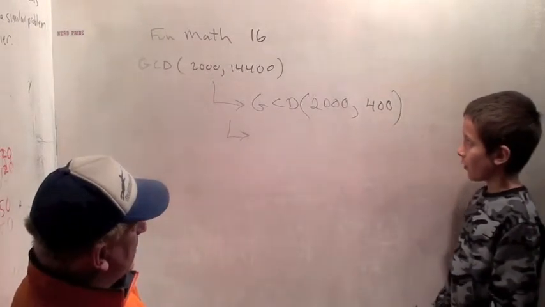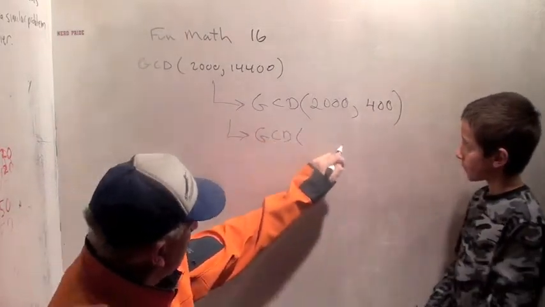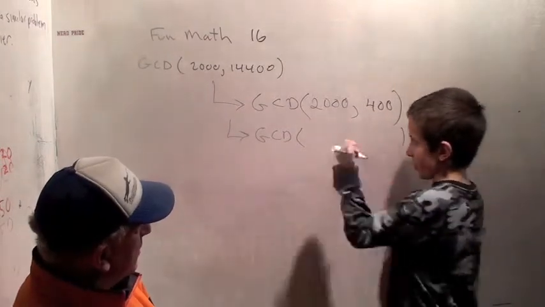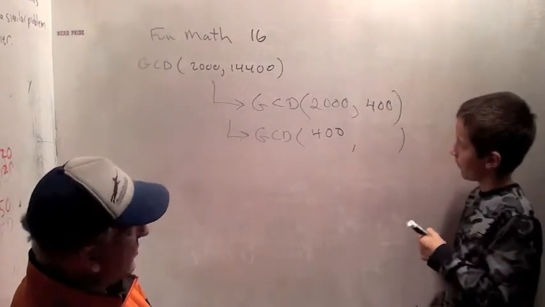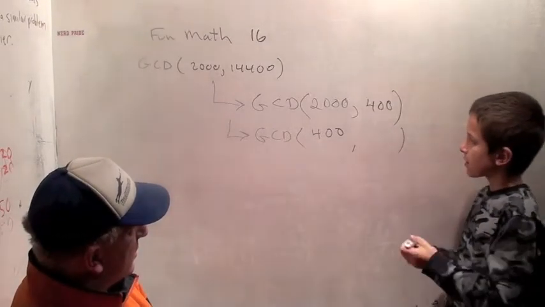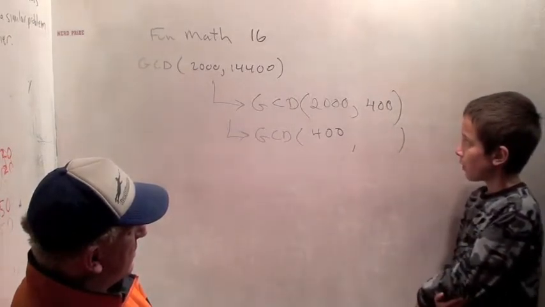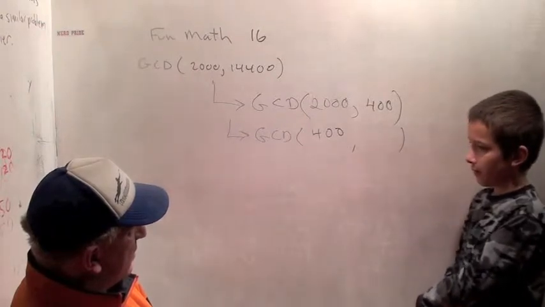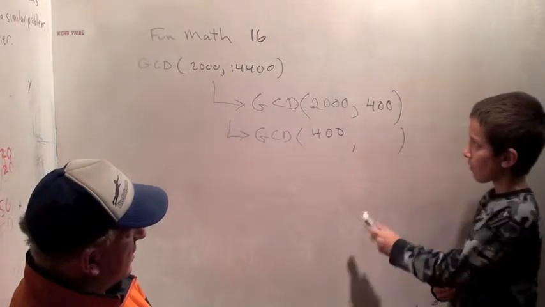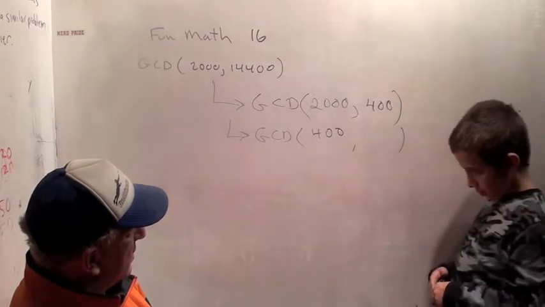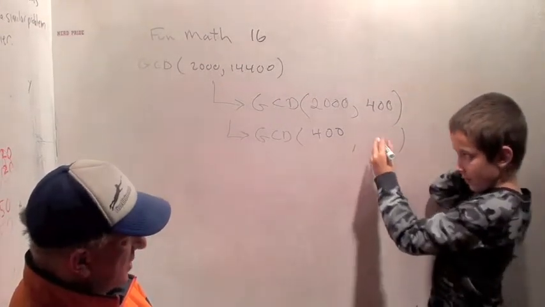Now, what's our next step? We need to figure out how many 400s we can take away from 2,000. So GCD of 400 and 2,000. We take the smallest number, 400, and then how many 400s can we subtract away from 2,000? We can subtract 5 400s, and what do we get when we subtract 5 400s from 2,000? 0. Write that in.